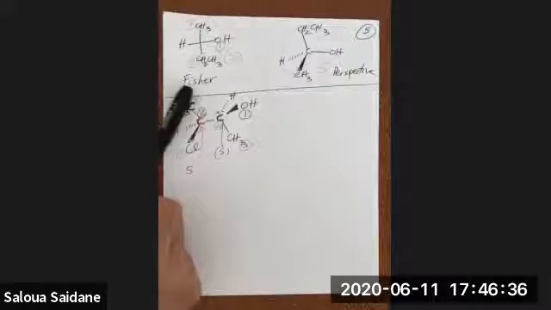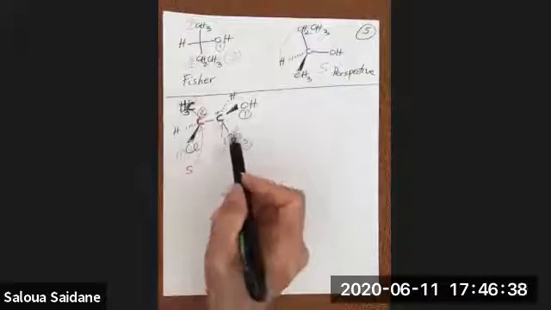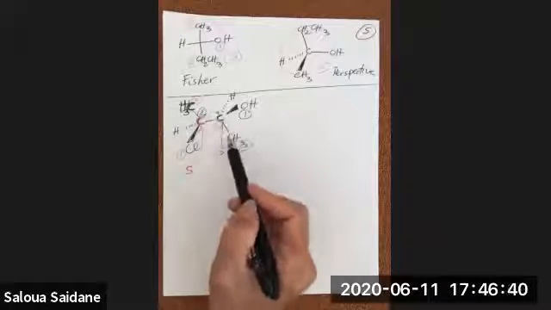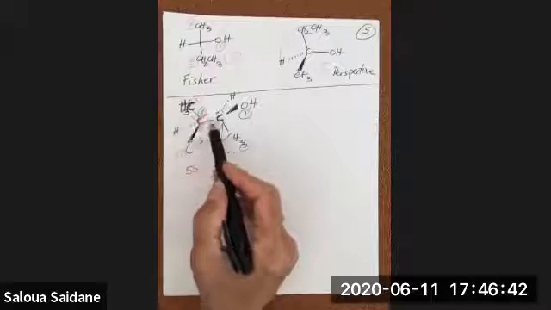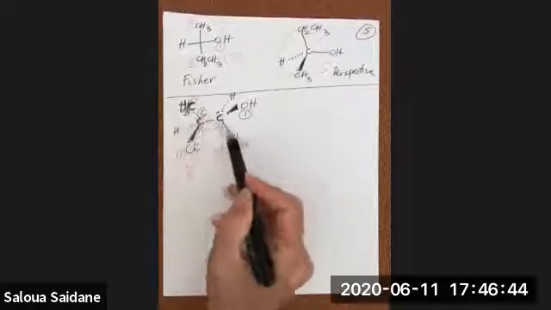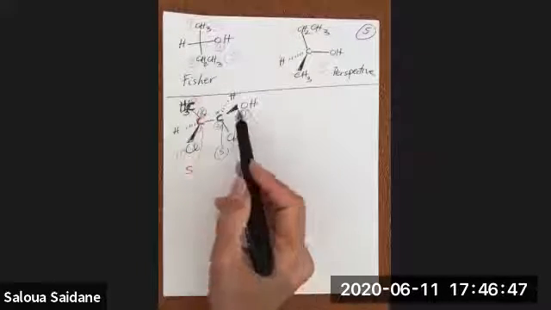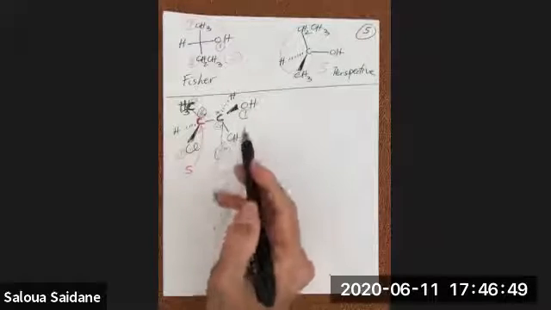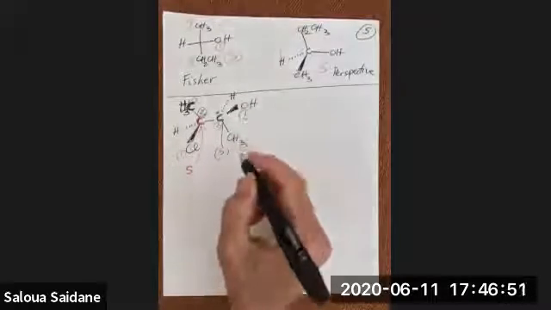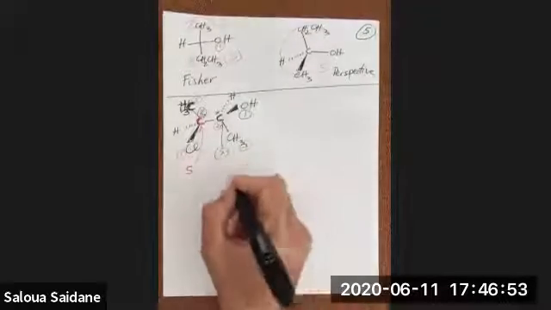Now, what's the name of the whole compound itself? What's the longest chain? CH3, C, C, CH3, so it's 4 of them. 4 carbons, so it's a butane, and it has an OH, so that's butanol. Remember, the OH always comes first, so this is butanol.